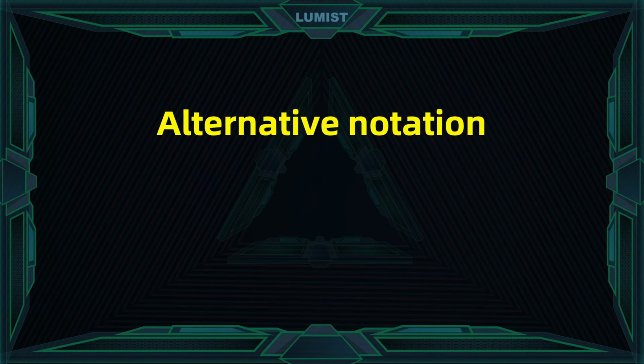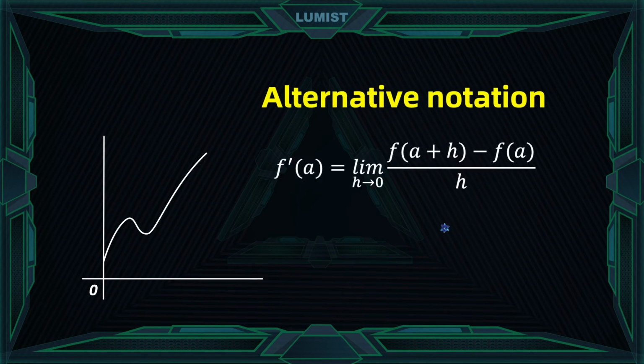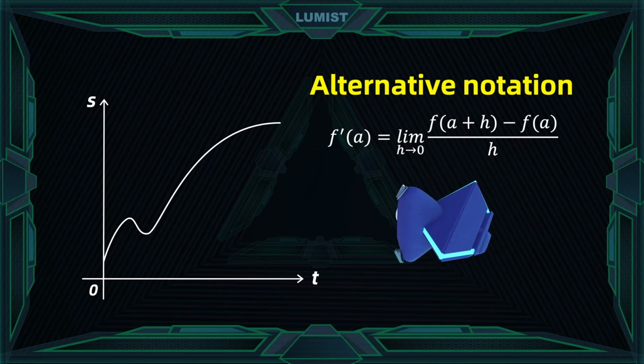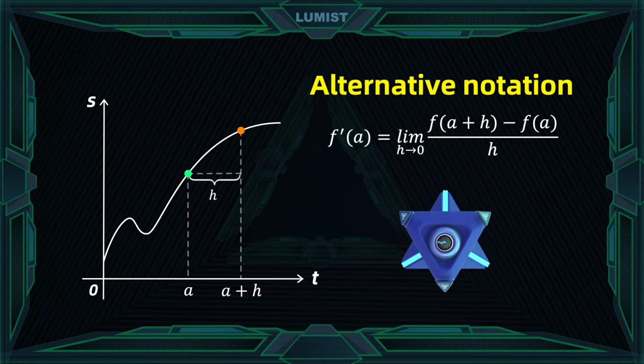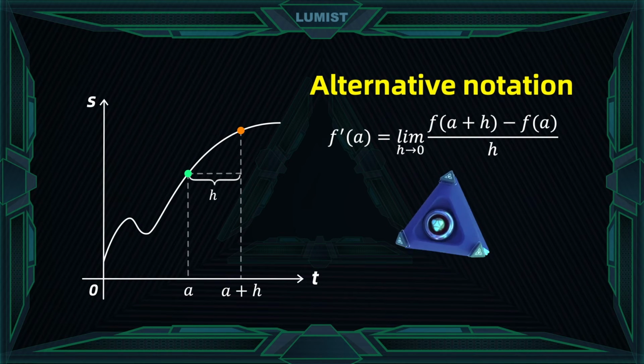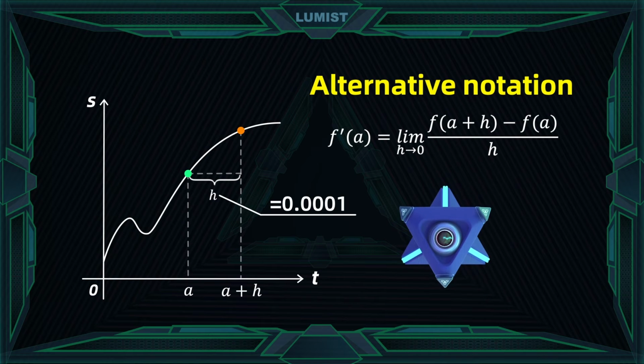And the alternative notation of the function f prime of a is just equal to the limit as h approaching 0 of f of a plus h minus f of a over h. So by definition, by looking at the graph, we have the point a and we have a point a plus h. But I said I consider h to be a very small value. I call it 0.001. You can call it 0.00001, any of the sorts.